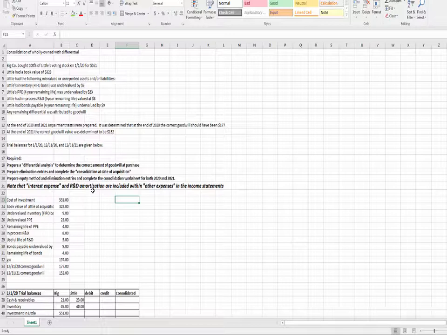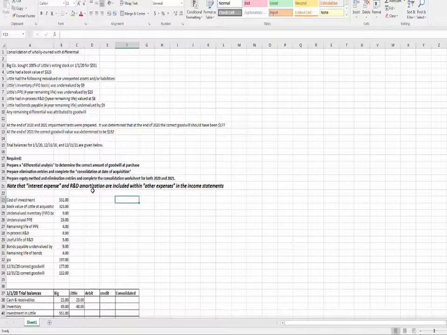Little had some misvalued and unreported assets and or liabilities. They have inventory, FIFO basis, undervalued by 9. Property, plant, equipment, 4-year remaining useful life, undervalued by 23. In-process R&D, 5-year remaining life, valued at $8. Bonds payable, 4-year remaining life, undervalued by 9. Any remaining differential was attributed to goodwill.